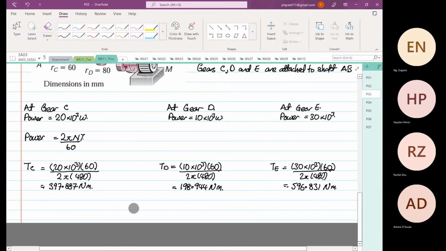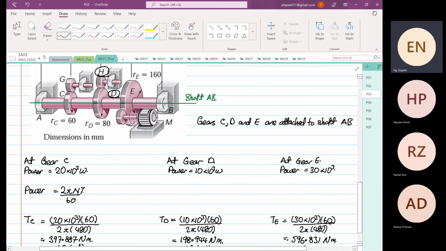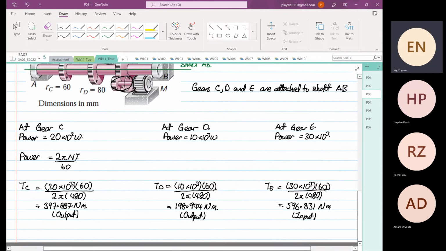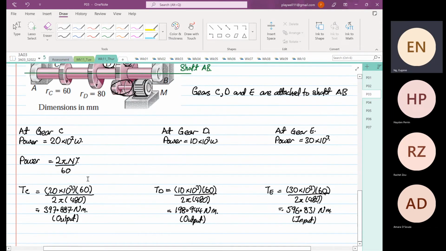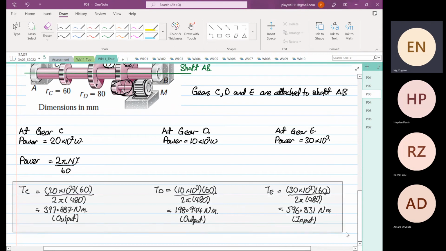Okay. So we know that this is power output, torque for the output, and this is torque for the input, right? Because gear E is connected to the motor. Okay. So now, how does this affect? Why do we say there is gear C and gear D, right? And we are ignoring gear G and H. Why is that information important?